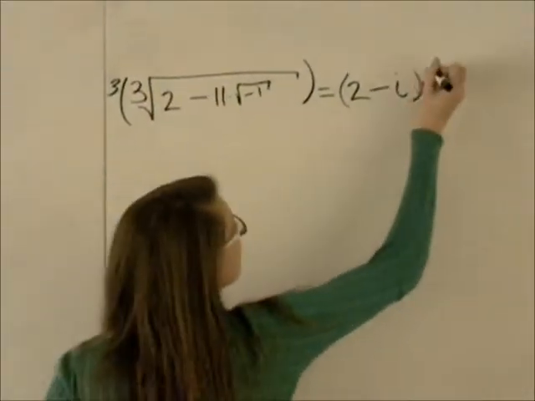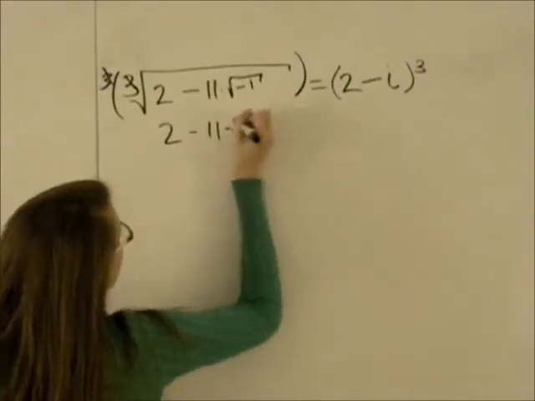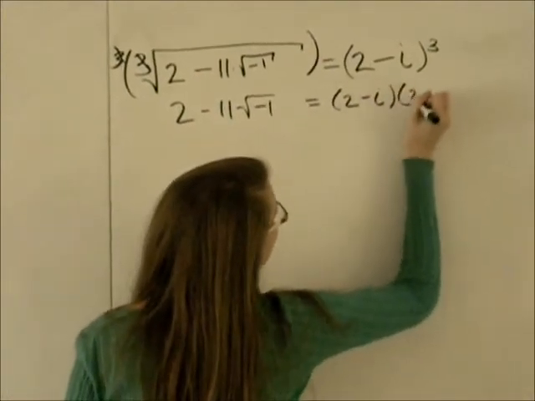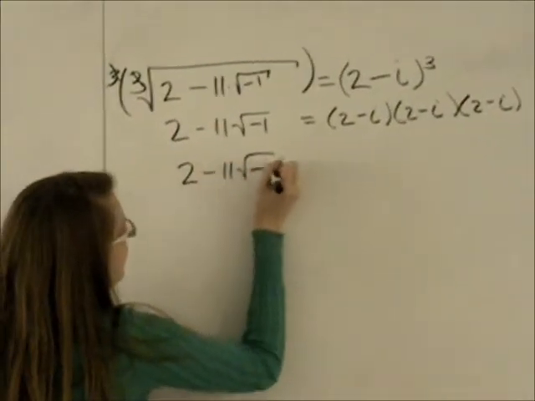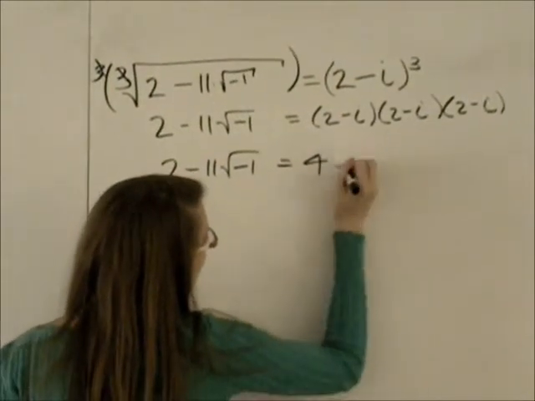In this problem, Cassie is showing that the cube root of 2 minus 11 square root of negative 1 is equal to 2 minus i. As in the problem before, she cubed both sides to cancel out the cube root.